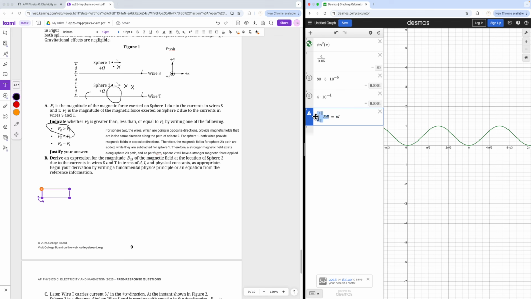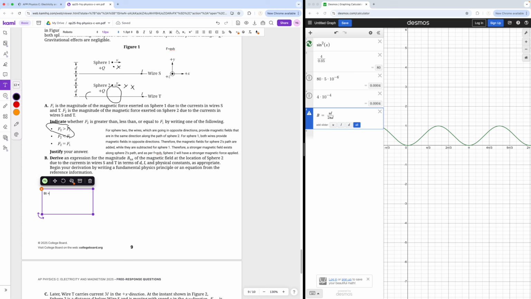So that actually means that this is going to be equal to B times 2 pi d. And let's just divide it to the other side, giving you that the magnetic field at any point along the circle is going to be equal to mu I divided by 2 pi d. So that's actually really helpful for us. So we're going to say magnetic field due to wire t.